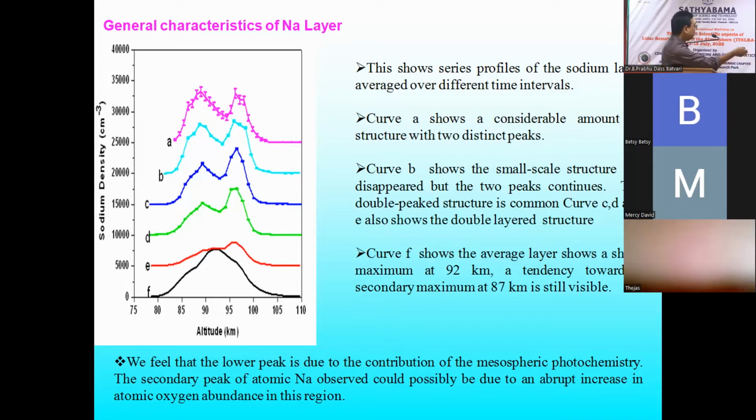The secondary peak is observed for up to four curves, and in the monthly average as well as the yearly average, a small peak is also available. The main reason for these peaks is that the first peak is mainly due to mesospheric photochemistry, and the second peak represents the abundance of oxygen available in the secondary peaks.